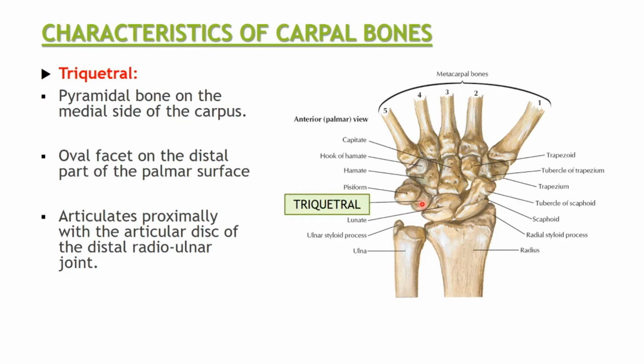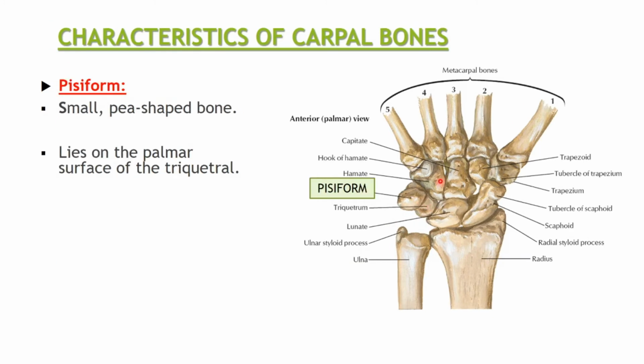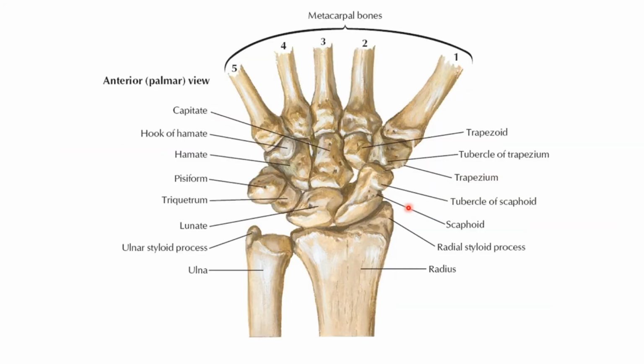This is a pyramidal shaped bone. Then there is a small bone called pisiform, this one. Pisiform is a pea-shaped bone, very small, that is lying on the palmar surface of the triquetrum. So here is a triquetrum. On the palmar surface of the triquetrum, there is a pisiform bone present. So these are the 4 bones of the proximal row.